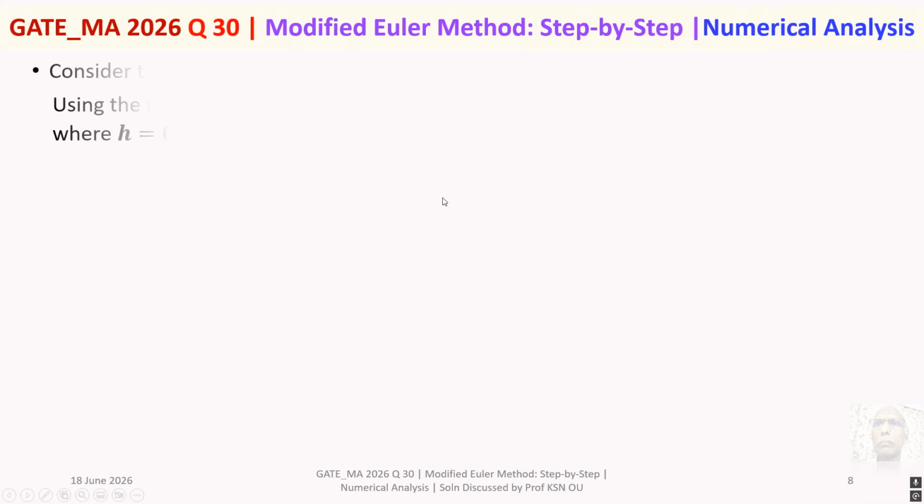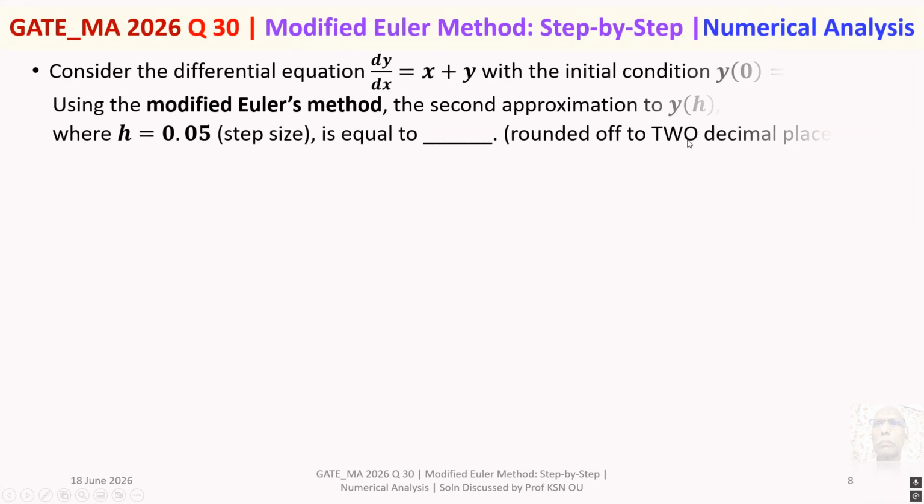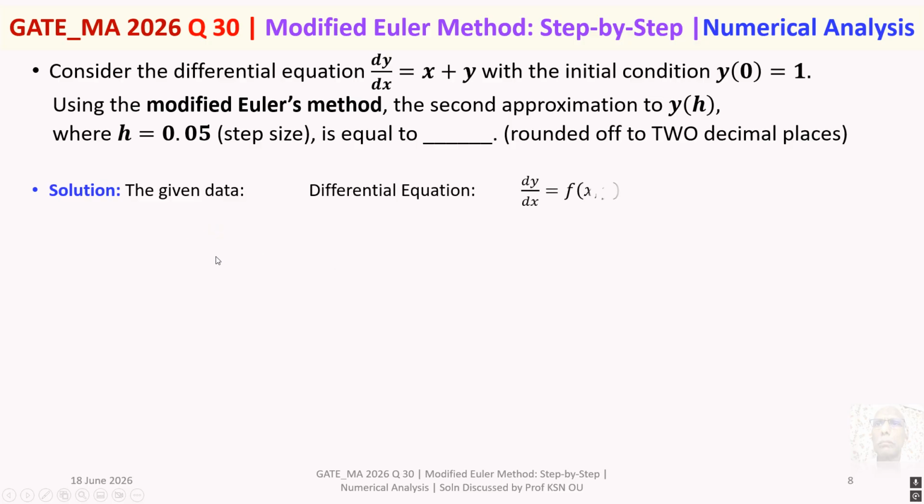Right, we will get back to our question. This is our question. Let's now discuss the solution of the problem in detail. The given differential equation is dy by dx is equal to f of x comma y, which is equal to x plus y. That is the given differential equation.